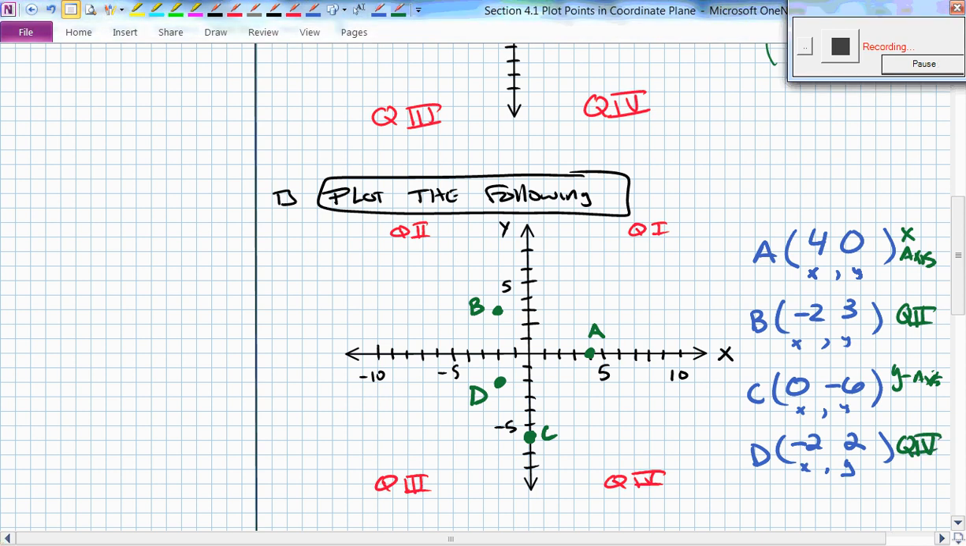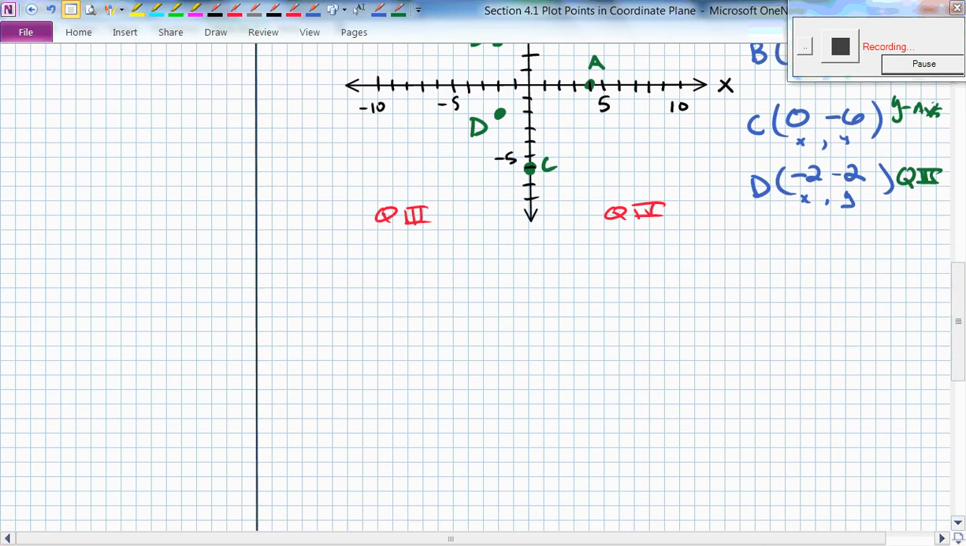Oops, I made a little mistake here. It's not quadrant 4, it's quadrant 3. So go ahead and erase that. D is supposed to be -2, -2. Oh, quadrant 3. There we go. -2, -2. That's in quadrant 3. All right, here we go.